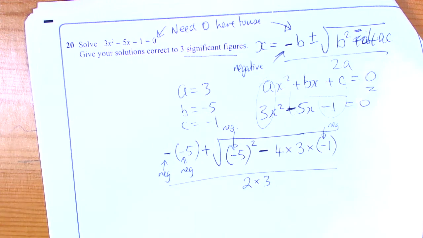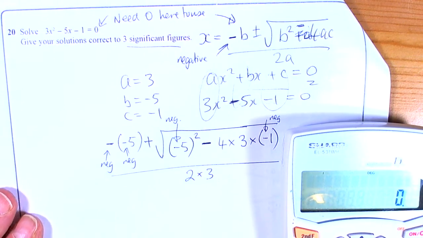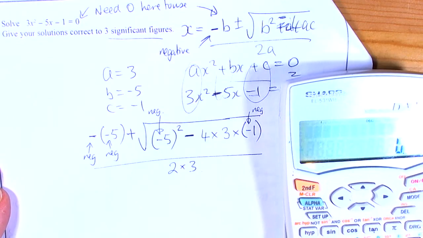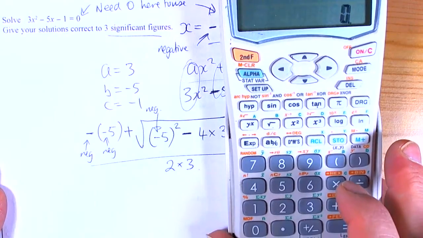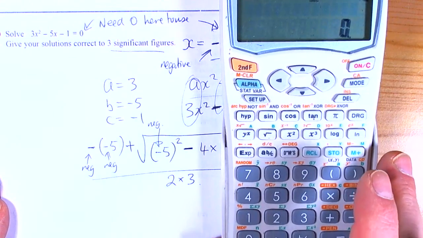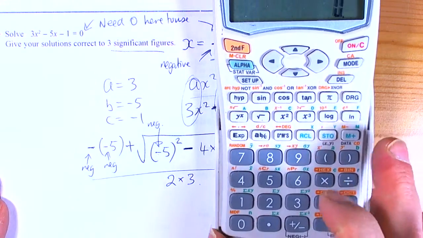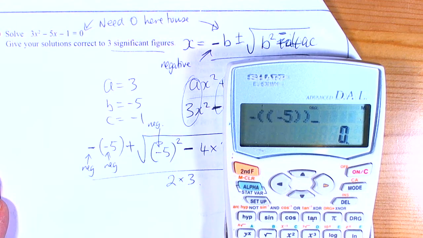Now, most modern calculators, you've got a nice fraction key to use for this. I don't happen to have one of those in doing this, so I'm going to use a slightly older calculator. But it's still got a negative key to demonstrate what's going on. So I'm going to do the top line first, and there's my negative key. So the top line is going to be negative bracket negative 5, close bracket, plus, now square root.